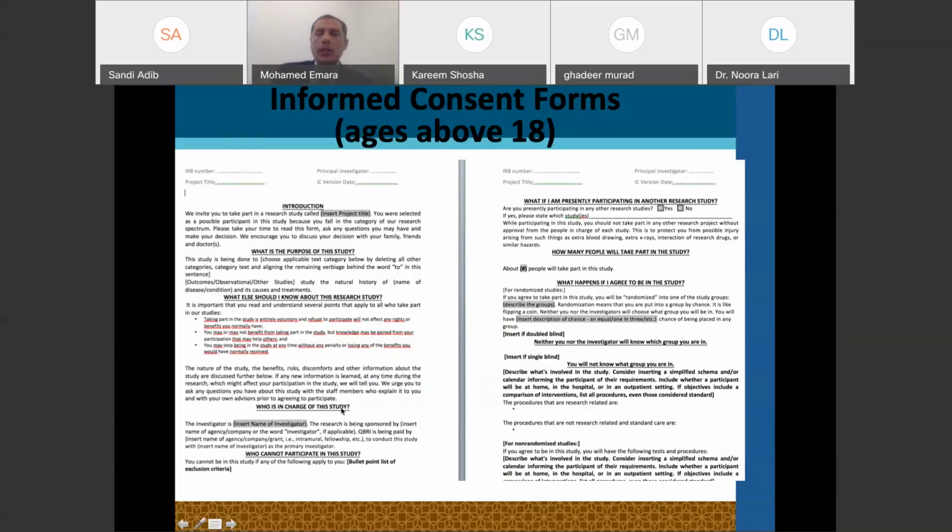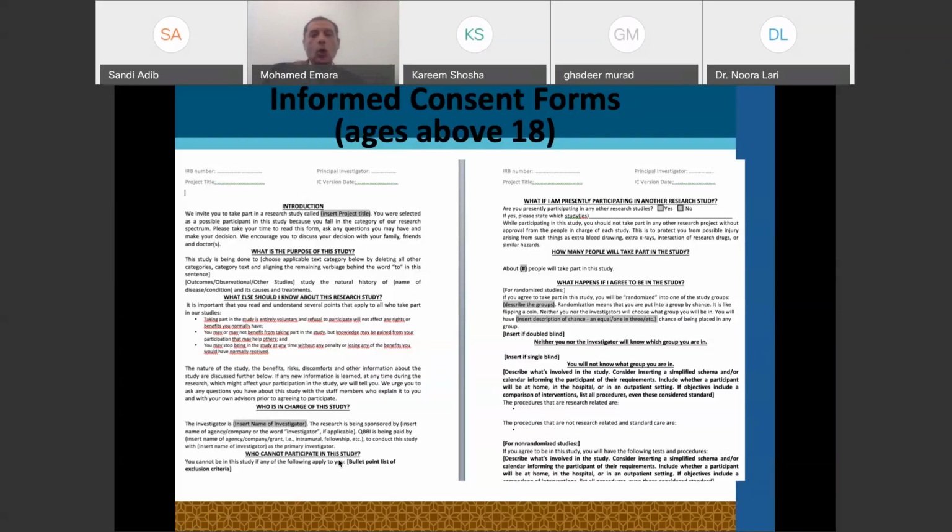Who is in charge of this study? The participant has to know that I am the one in charge of this study. If there is any problem, he has to contact me, okay? And that this study is being done at Qatar University, for example, or in collaboration with Hamad, and it's applicable for XYZ and so forth. Who cannot participate in this study? Which is basically the exclusion criteria. You can write it here, inclusion or exclusion criteria.